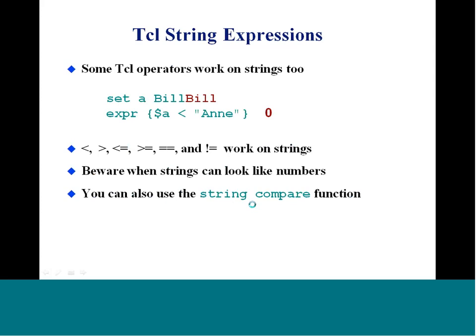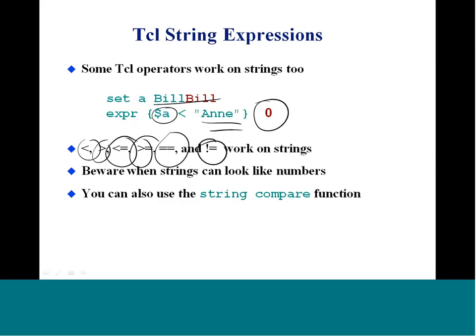And some Tcl operators can also work on strings. For example, A is Bill, expr $A less than and so on is going to be 0. And then less than or equal to, greater than, equal equal, and not equal to, we can all use on strings. The only thing is you have to caution yourself when the strings can also look like numbers. In general Tcl is always generating strings, so when it is generating a number it can be just a string. And you can also use the string compare function to compare any strings.